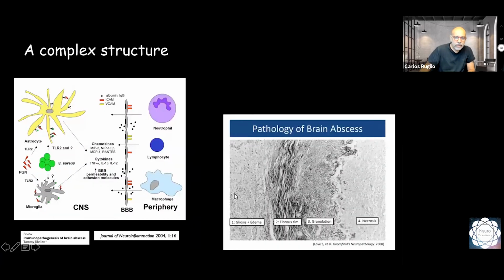So let's talk something about this structure, the abscesses. To start, when a bacteria invades the brain from the blood or from the paranasal sinuses, they have several antigens in their walls. For example, Staph aureus has proteoglycans that can stimulate the toll-like receptors that are located in the membranes of the astrocytes and the microglia. And as you know, these toll-like receptors can trigger the inflammasome production.